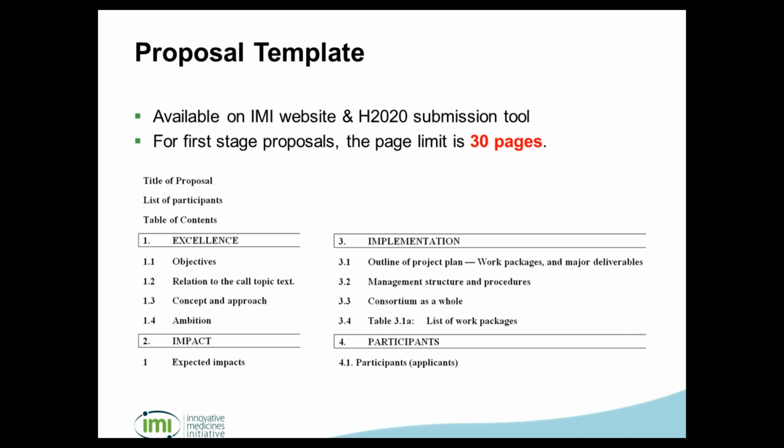The proposal template for each short proposal is available on the IMI website and also on the participant portal. And the first stage proposal has a limit of 30 pages. And it's very important that when you prepare it, you look through all the different headings, since each has to be carefully addressed.